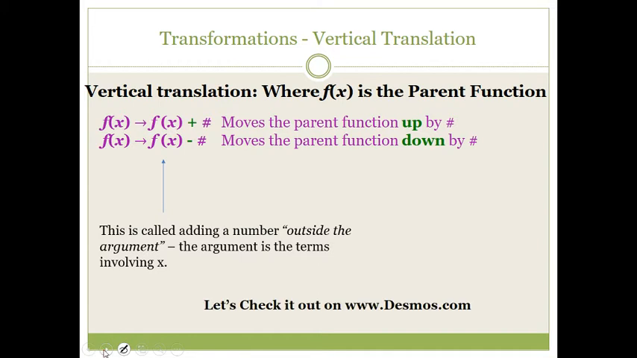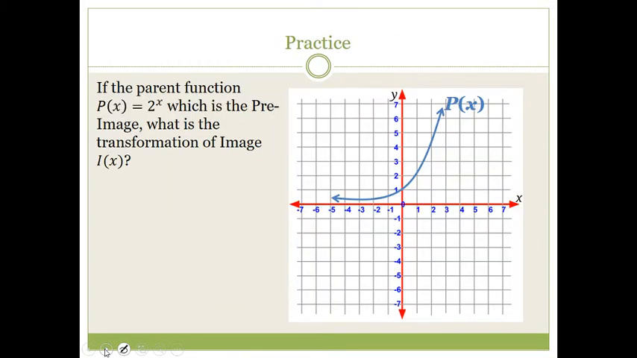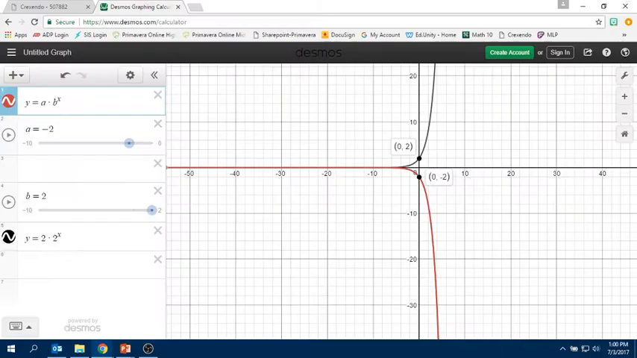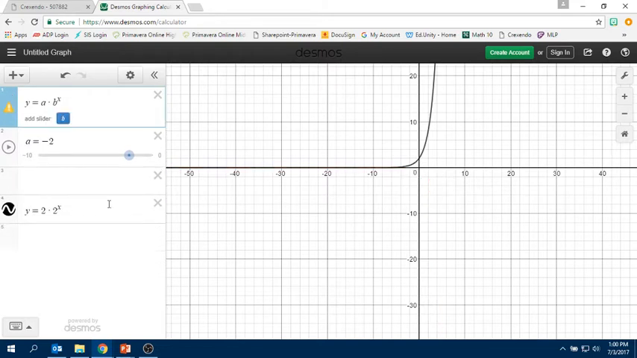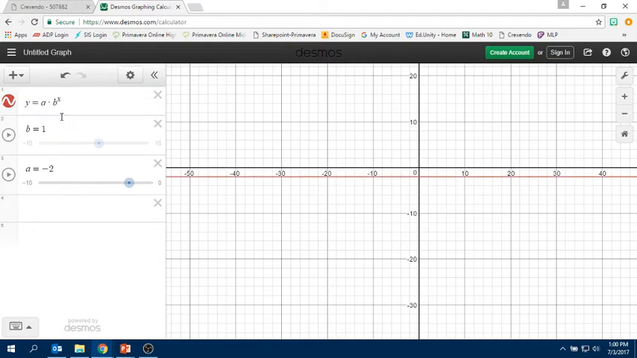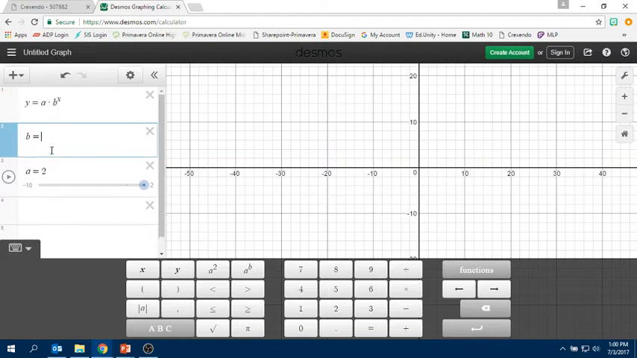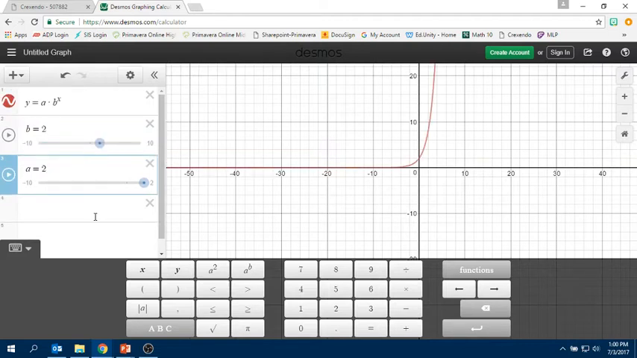All right, so let's practice that a little bit. Let's check that out, all right? If we want to, we can check it out on Desmos. Why not? That might be a good idea. So let's do that. So we kind of already saw here. I'm going to delete that black function here. I'm going to fix B at 2, and we're going to let A change.